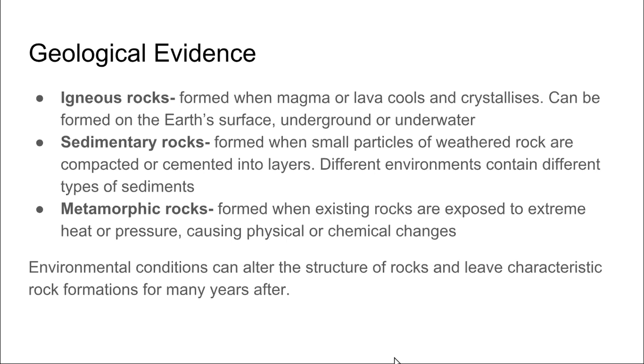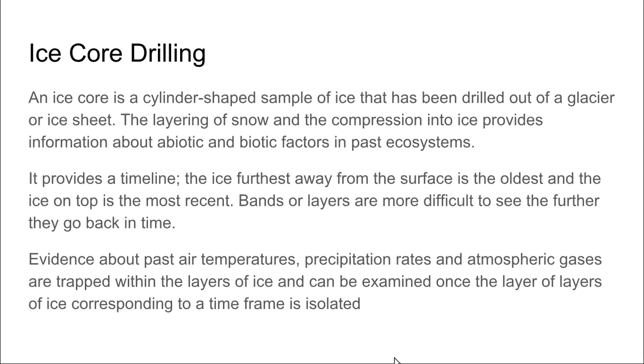So just a reminder about the different types of rocks. If you did Year 7 science, you would recognize each of these three types. So igneous is formed when magma or lava cools and crystallizes. Sedimentary rocks are formed when small particles of weathered rock are compacted or cemented. And metamorphic rocks form when existing rocks are exposed to extreme heat or pressure. Environmental conditions do in fact alter the structure of rocks, and they can leave characteristic rock formations that we can see many years after.